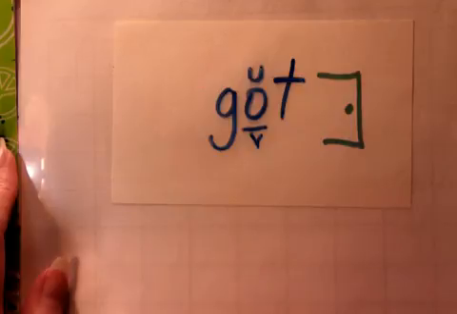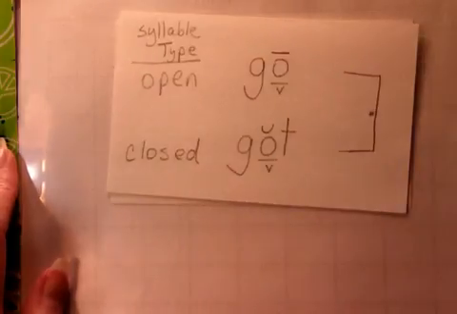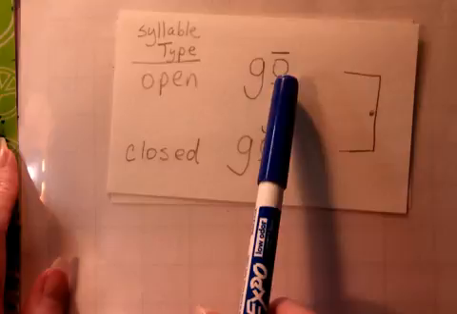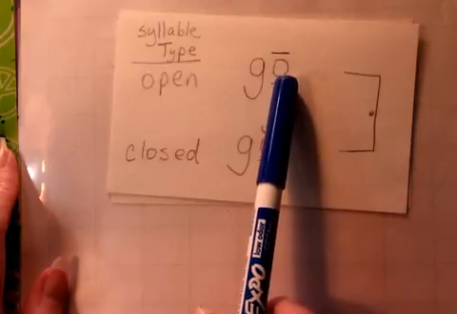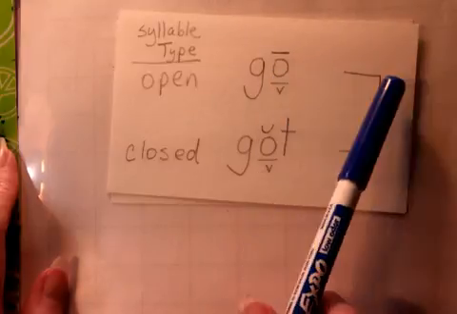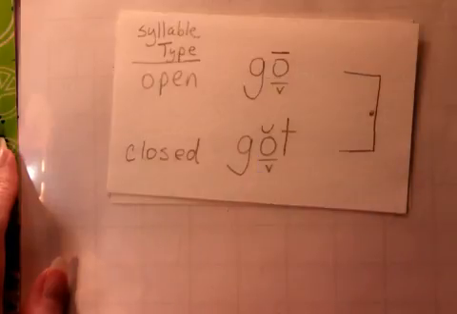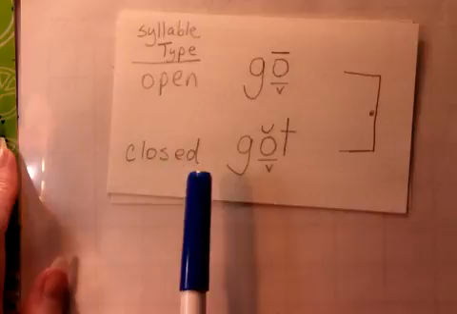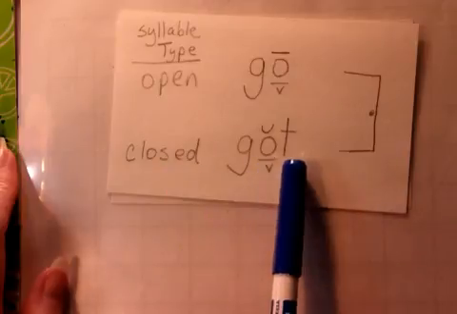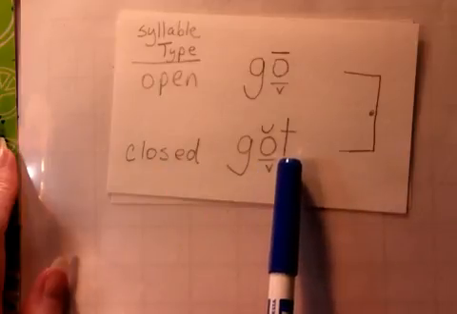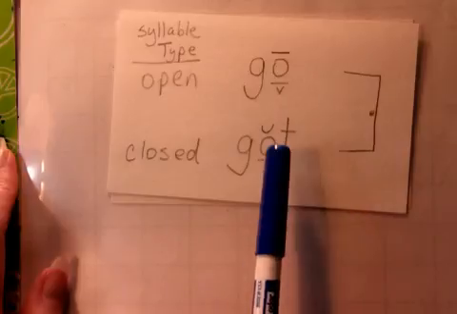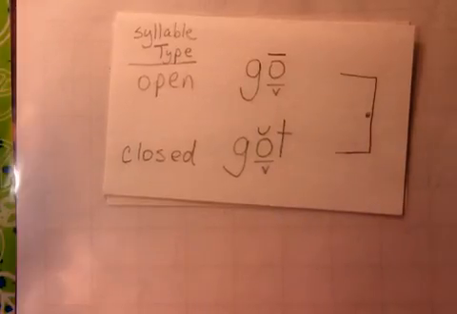Here's a quick summary. An open syllable is when the single vowel is at the end of a word. The vowel can go a long way. We put the macron on top, and it says its name, O. In a closed syllable, the vowel can only go a short way. The door stays closed because the vowel can't get to it. We put the breve on top, and it says its short sound, ah, got.